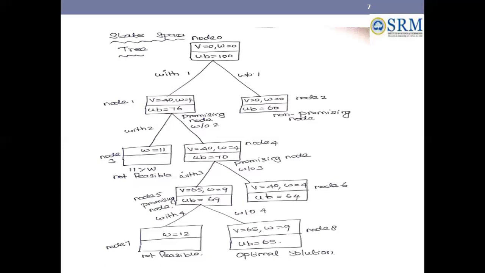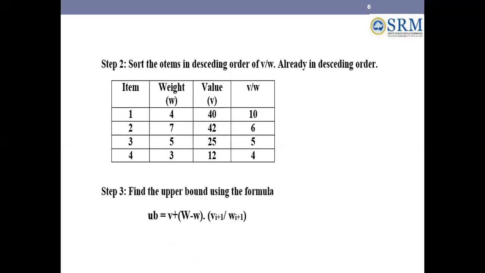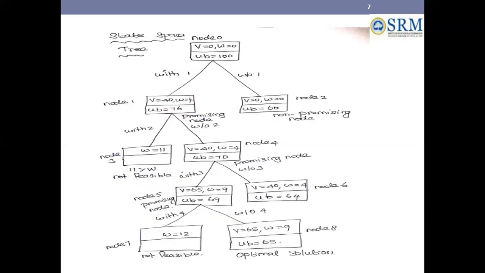Now, what are the live nodes? Node 2 and 4. We have to consider node 2 also because they are live nodes. Now between node 2 and 4, node 4 has the maximum value. So node 4 can be expanded to the next level. So we are taking the third item. Third item weight is 5 kg. Now we have two edges: one with adding item 3, and the right side is without adding item 3.